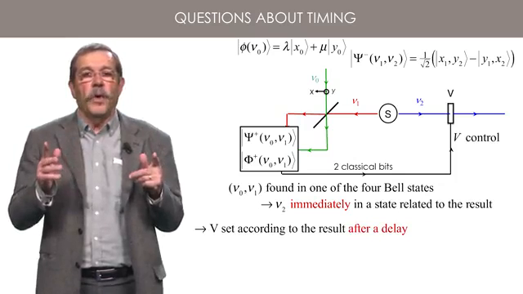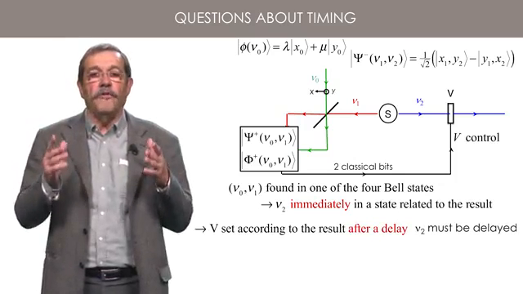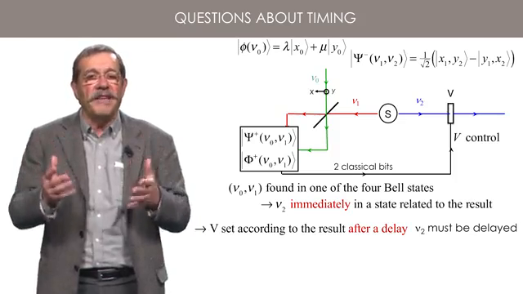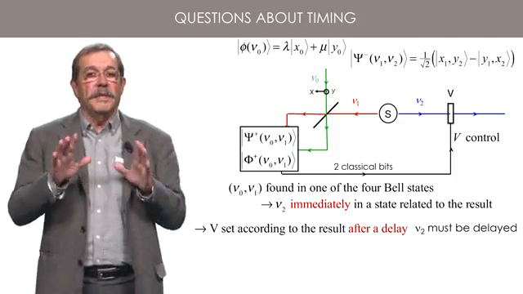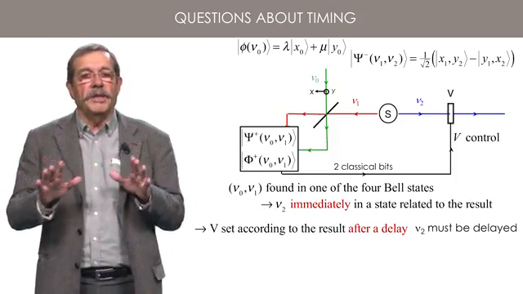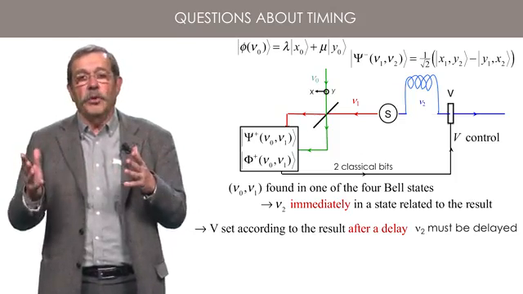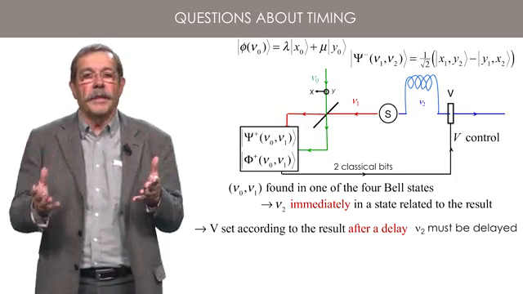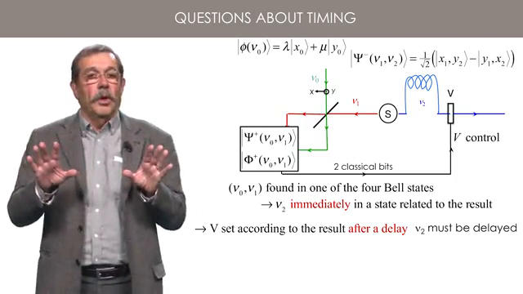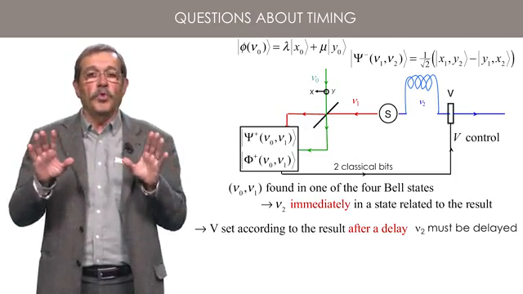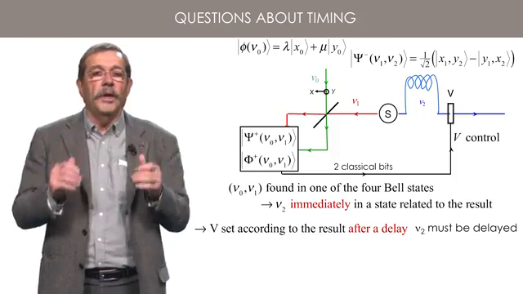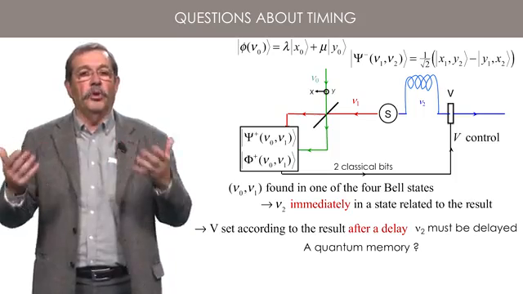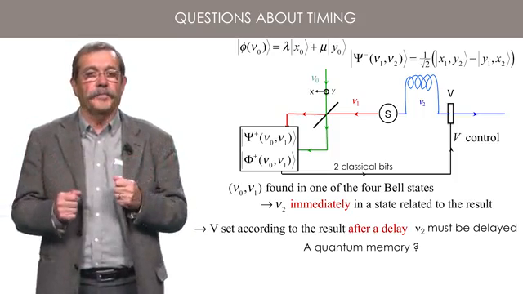It means that one needs to delay the arrival of nu2 at V in order to wait for the 2 classical bits arriving at V. A simple solution is to implement an optical delay line with mirrors or an optical fiber to lengthen the path of nu2. A more elegant solution would be to store the state of photon nu2 in a quantum memory and re-emit, after a delay, a photon with the stored state.